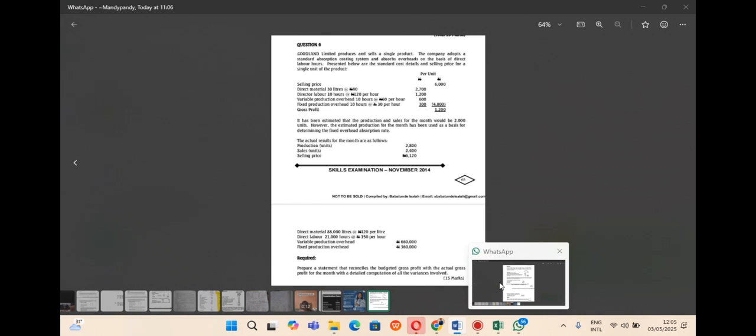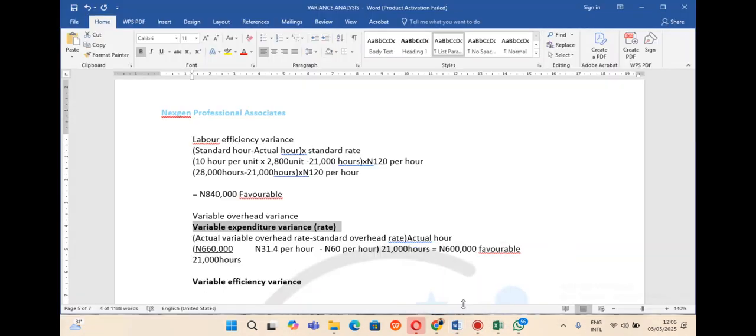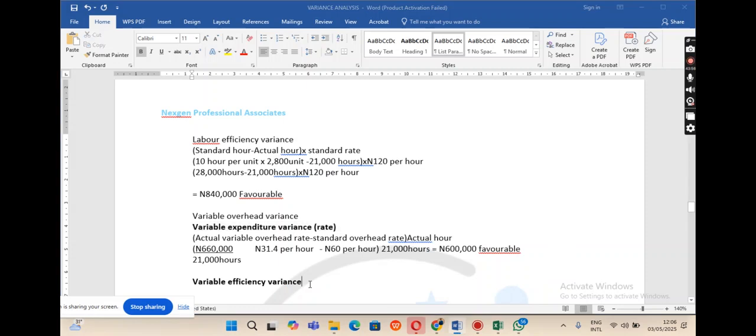Did you see a naira sign there? No, there's no naira sign. It is 10 hours per unit. If you work for 1 hour, 10 hours is for 1 unit. 2 units is for 20 hours. That is how it is. Do you get? Thank you very much, sir.